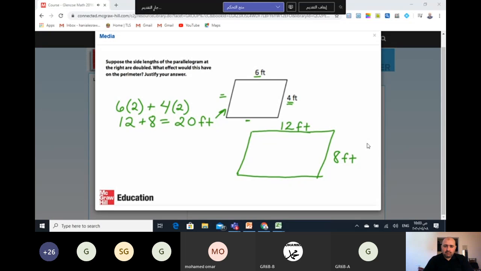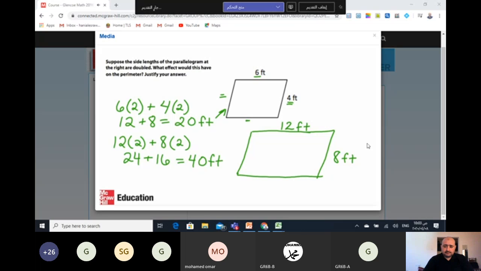We now need to find what the perimeter of the new parallelogram is. Again, we can multiply by 2, so we know 12 times 2 plus 8 times 2, because there are 2 side lengths that measure those measurements. So we have 12 times 2, that's 24, plus 16, or 40 feet.